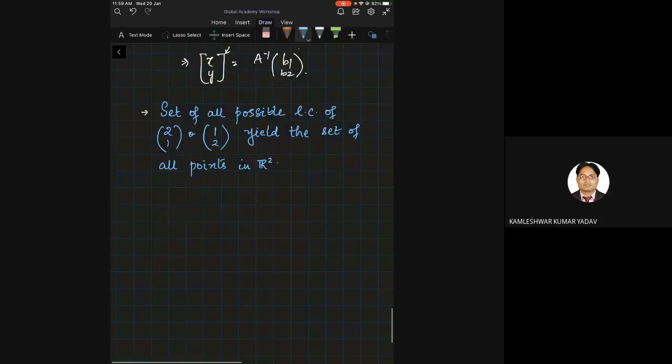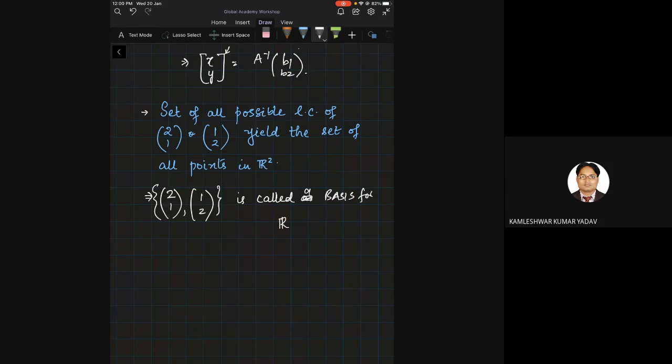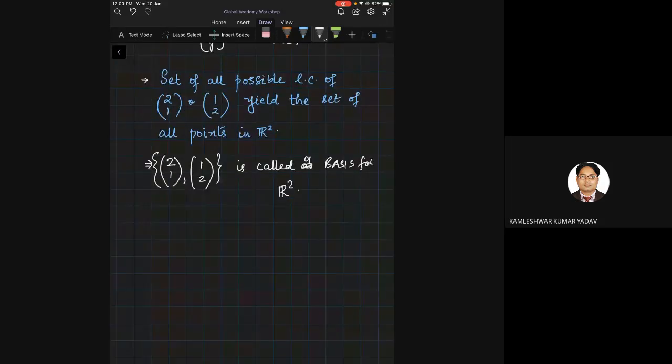Okay. So now we make a definition. Therefore, the set {(2, 1), (1, 2)} is called a basis for R2. Now, can you tell me what is a basis? How do we define a basis? What is the nature of this set? What can you say about these two vectors? It's a linearly independent set.